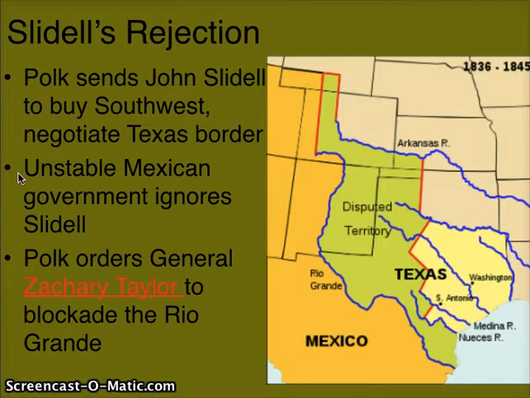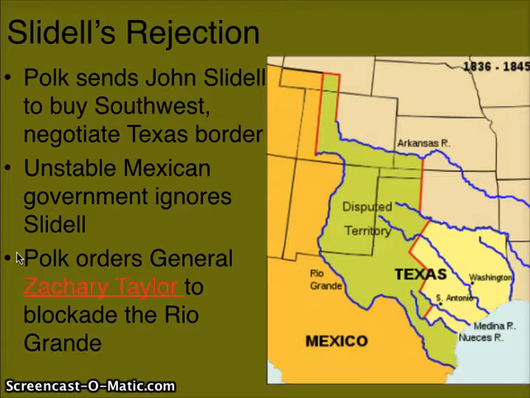Mexico is a little bit on shaky ground. Santa Anna, the president, has been ousted. He's no longer in charge of Mexico. So Mexico overall is politically very unstable. But they sort of ignore Slidell, the American going there. And this sort of feeds Polk's fire for wanting to have war with Mexico.